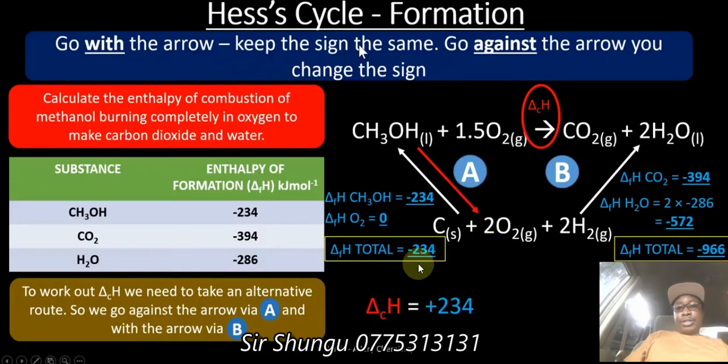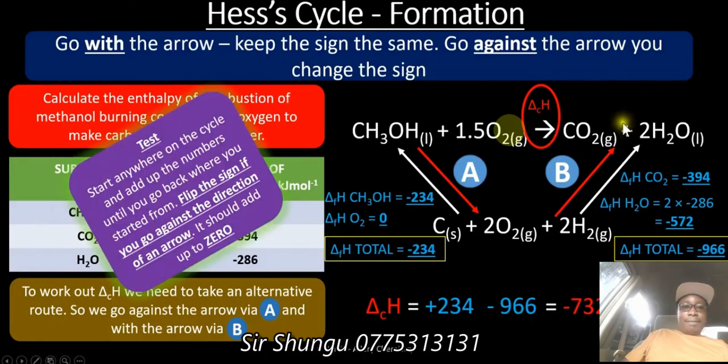Reversing the arrow and hence reversing the sign here, so it becomes plus 234, then plus our minus 966. So this is the route that we are taking to get to the product. That should be equal to this. Okay, so this gives us negative 732 kilojoules per mole. So basically this is how you use your Hess cycle given formation enthalpies. You have to create it and construct it in this manner.